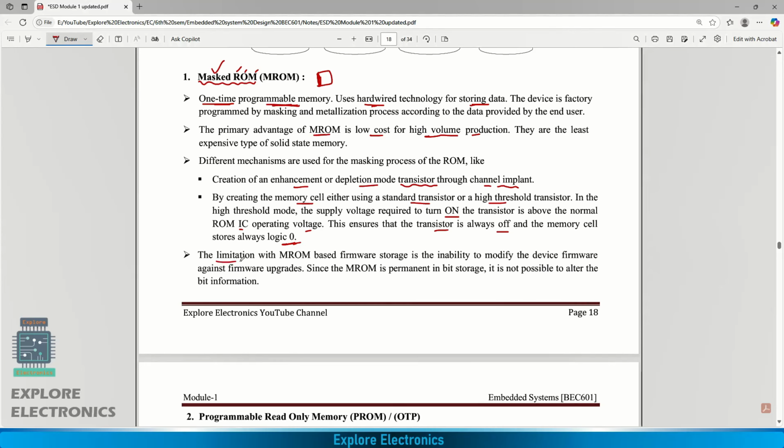So what is the limitation of MROM? The limitation of MROM-based firmware storage is the inability to modify things. That's why it is hardwired. It is factory made, factory programmed, correct? It is factory programmed. We can't change it. That is the limitation. Since MROM is permanent bit storage, it is not possible to alter it. This is the major thing we need to understand with respect to masked ROMs.